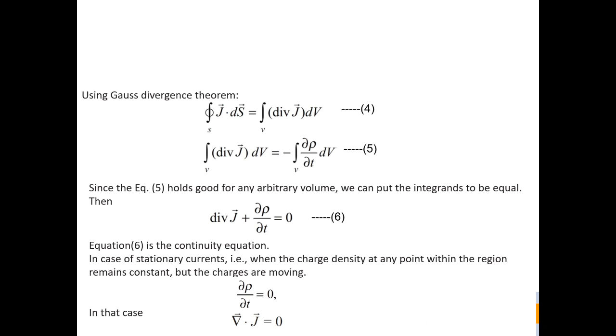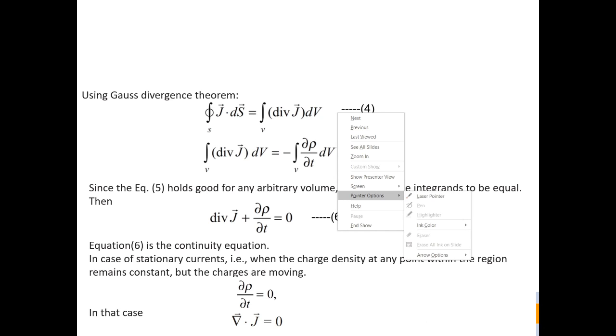Now the volume that we have chosen is arbitrary. So if the volume is arbitrary, what I can do is combine these two equations, bringing this term onto the left hand side. And that I can do by just adding del rho upon del t dV on both sides. So the right hand side becomes 0, and the left hand side becomes divergence of J dV plus del rho upon del t dV. So let me just show you what I did here.